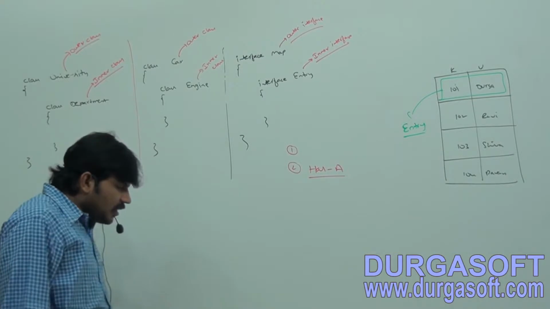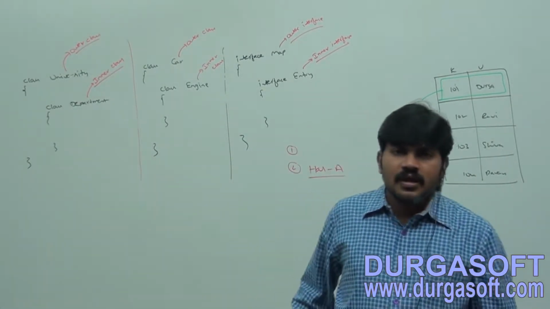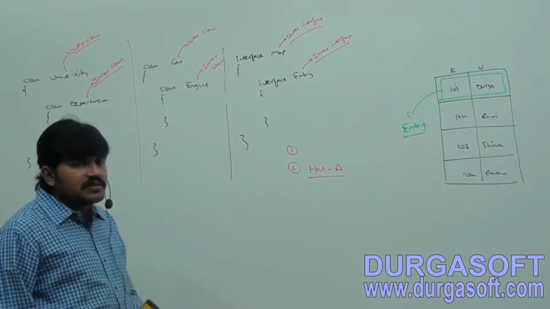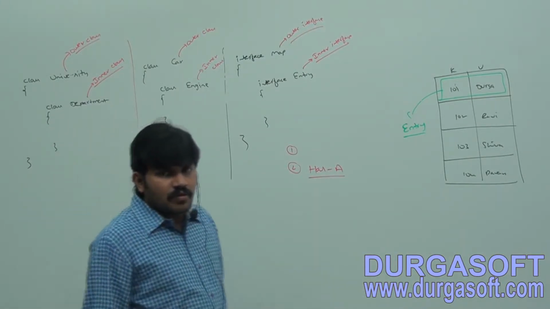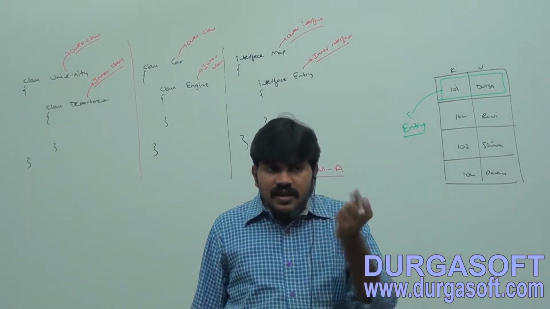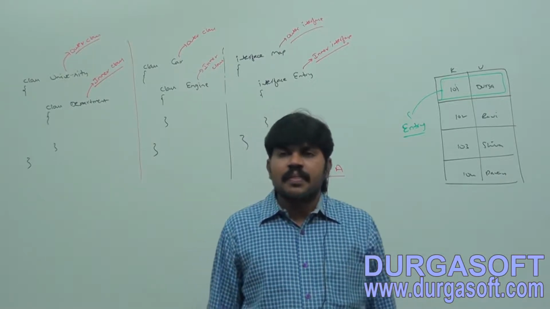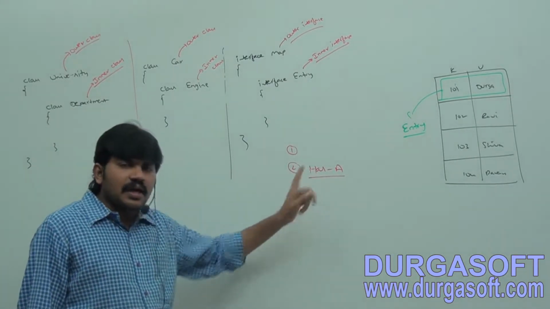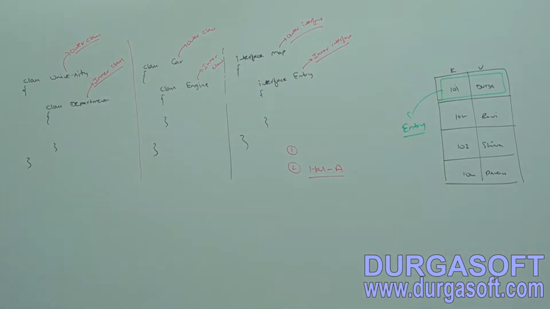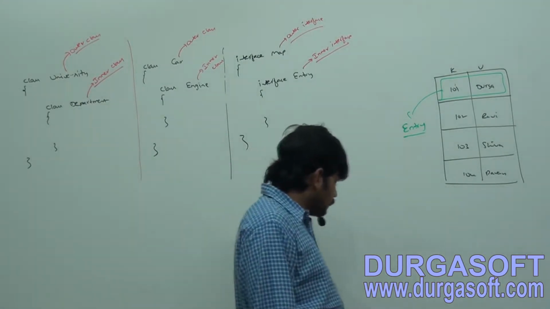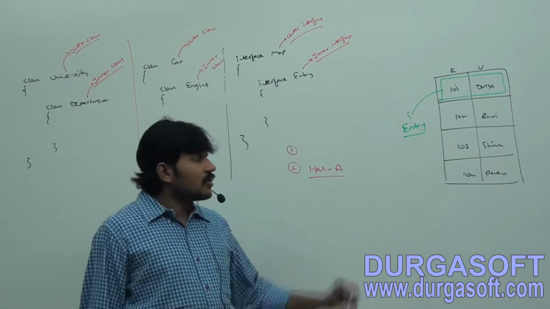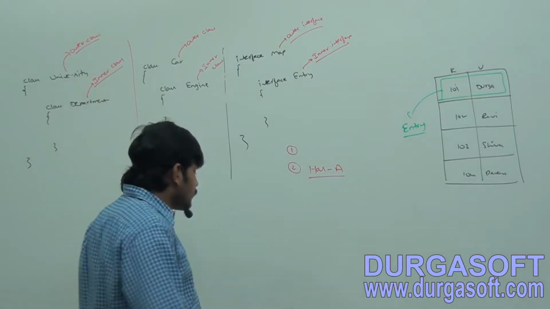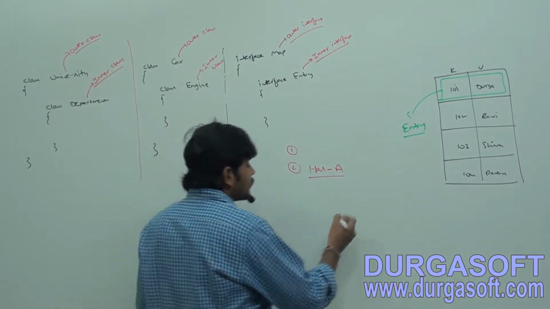At the second point, the relation between outer class and inner class is not an is-a relation, and it is a has-a relationship. That's all. Are you getting? So the relation between outer class and inner class is not an is-a relation, and it is a has-a relationship, right? Within brackets, composition or aggregation.